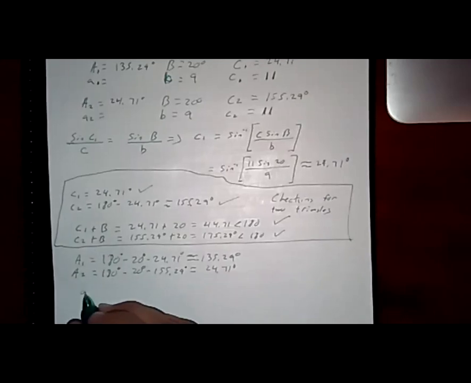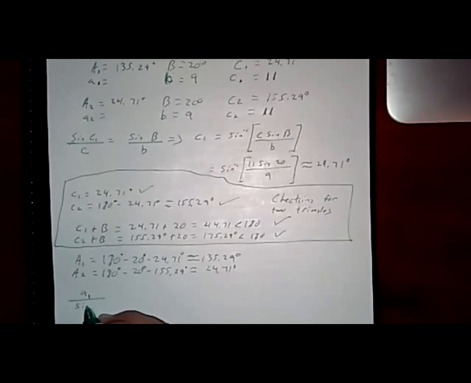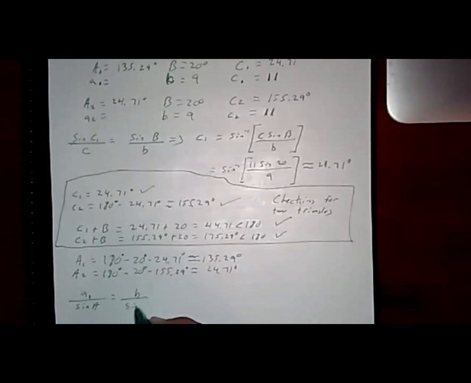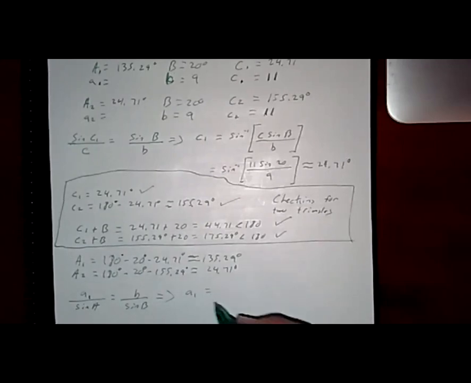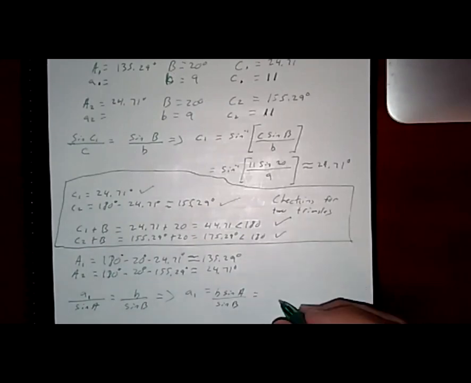So, here we go. Little a1 over sine A is equal to b over sine B, which is the same as saying a1 is equal to, I'll show the work this time, b sine A over sine B, which is equal to sine inverse. Oh, wait. No, I don't need to do the sine inverse.